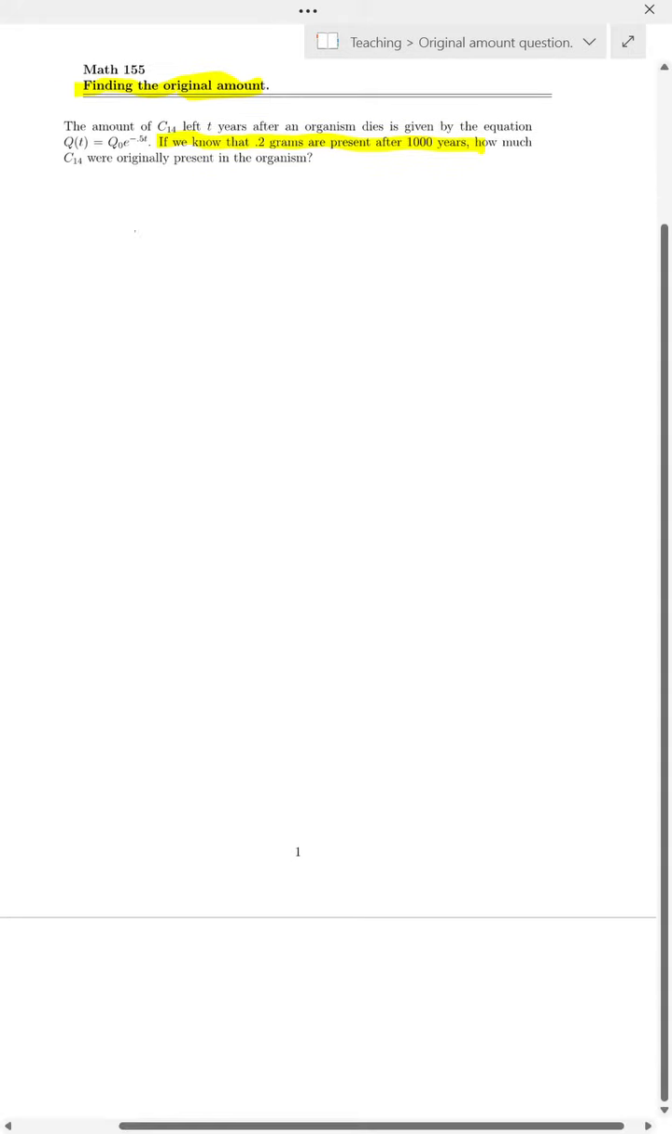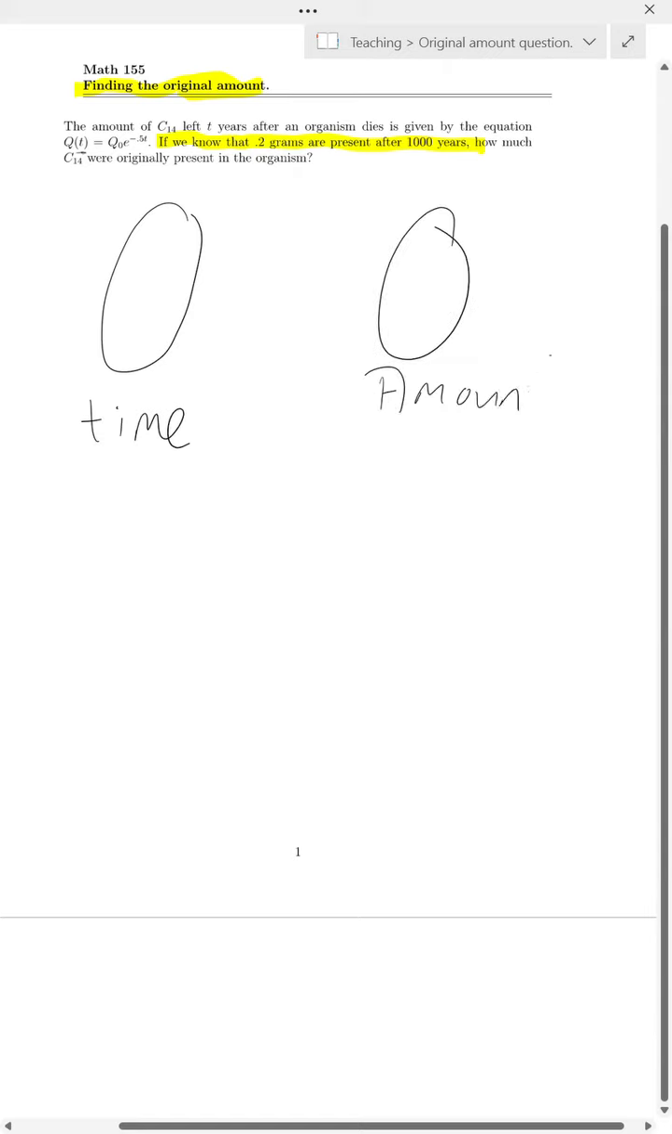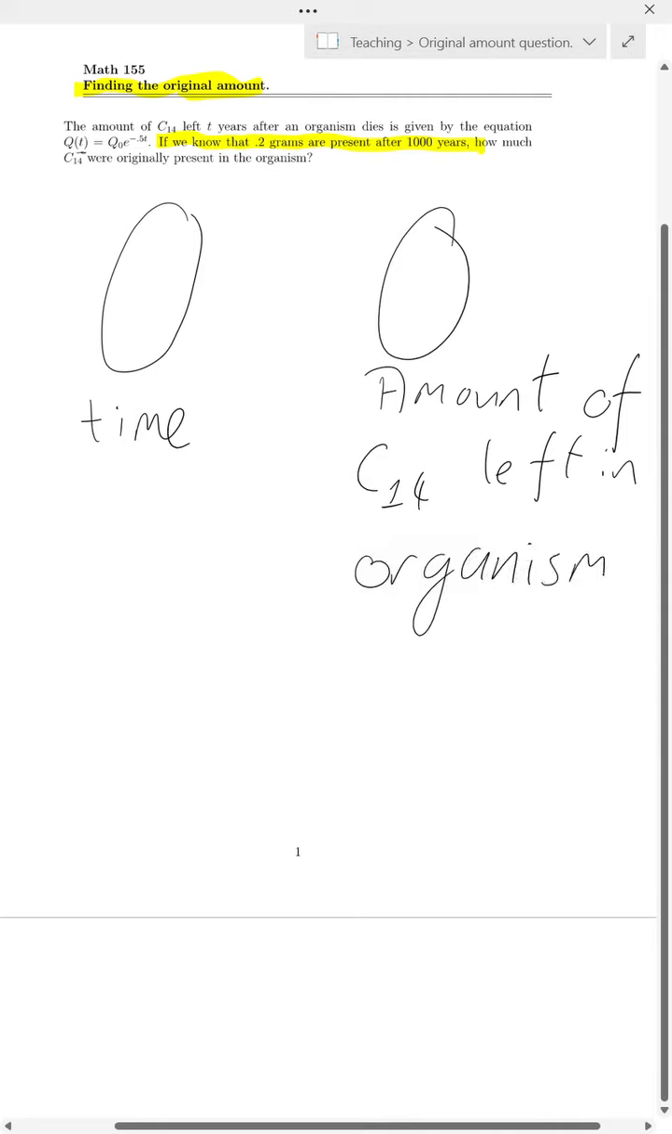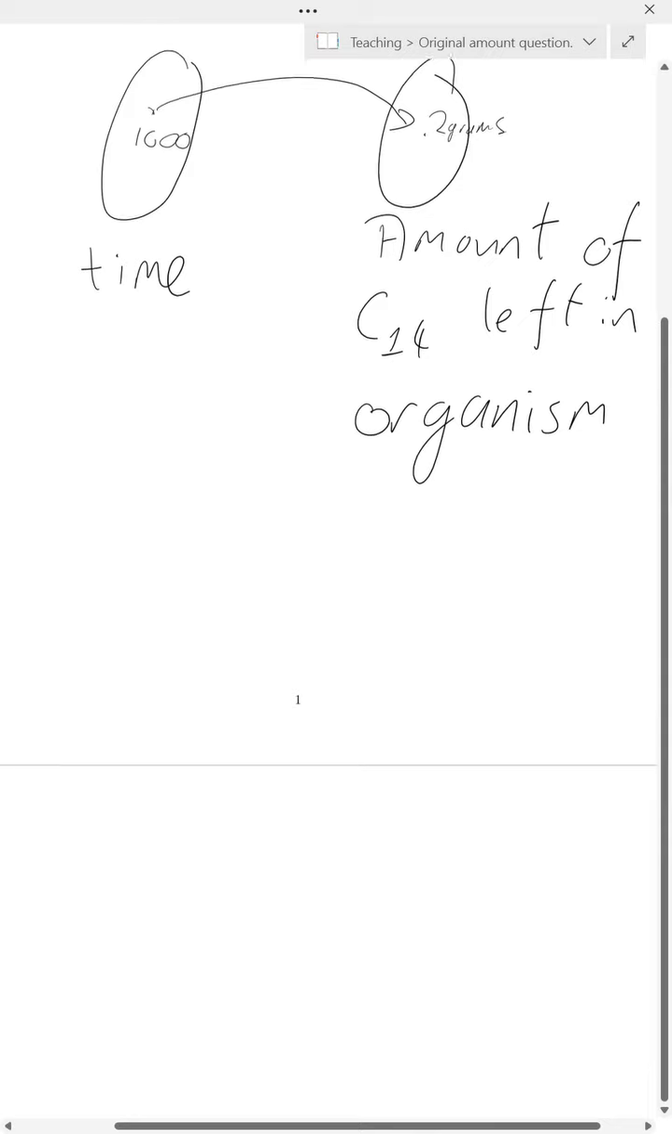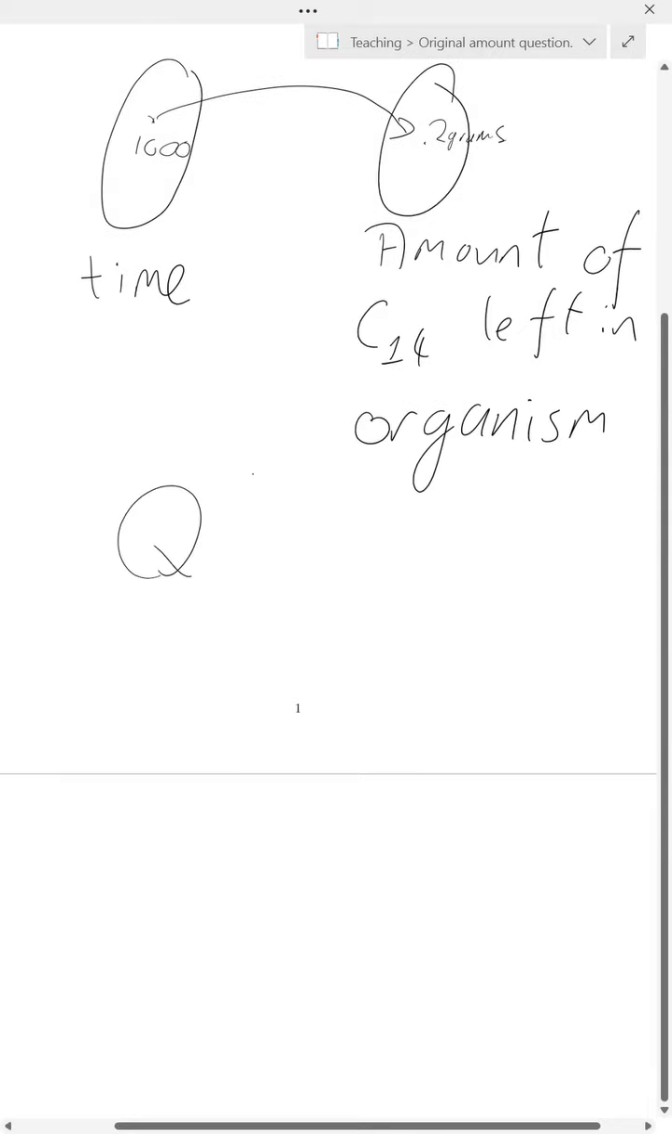And the key here is that a function maps two sets of data. In this case, our input is time, and our output is the amount of C14 left in the organism. And what this sentence says is that after 1,000 years, we get 0.2 grams. Mathematically, that translates to Q of 1,000 equals 0.2.